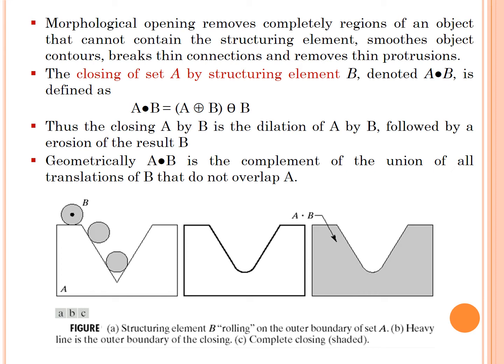Here, figure A is the structuring element B rolling on the outer boundary of set A. The heavy line is the outer boundary of the closing as shown in B, and figure C shows the complete closing, that is the shaded part.